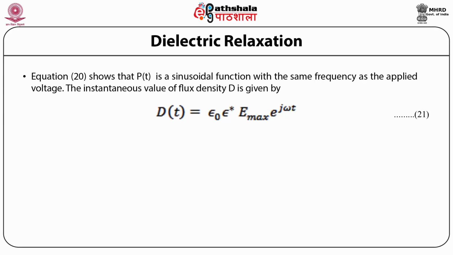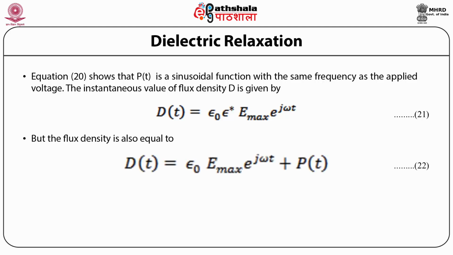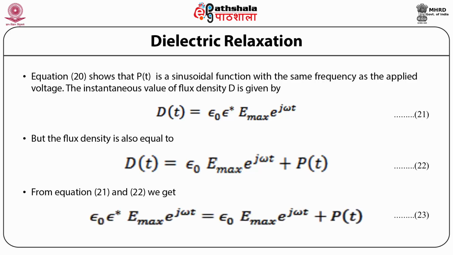The instantaneous value of flux density D(t) is given by D(t) = ε0 ε* E_max e^(jωt). But the flux density is also equal to D(t) = ε0 E_max e^(jωt) + P(t). From equations 21 and 22, we get ε0 ε* E_max e^(jωt) = ε0 E_max e^(jωt) + P(t).